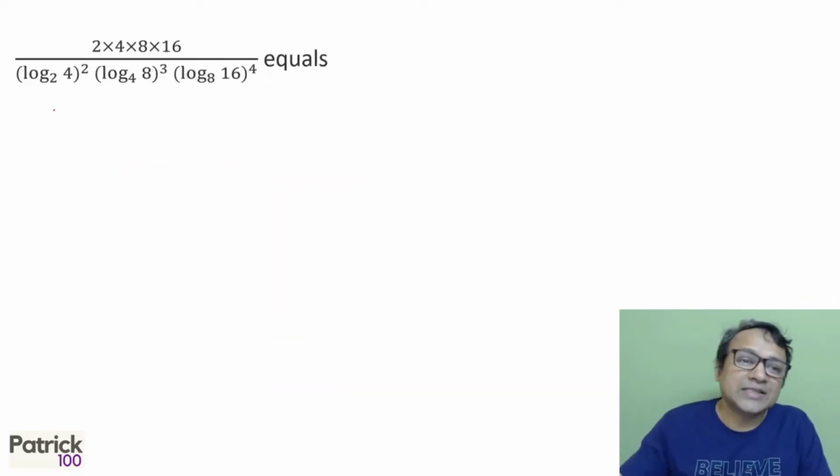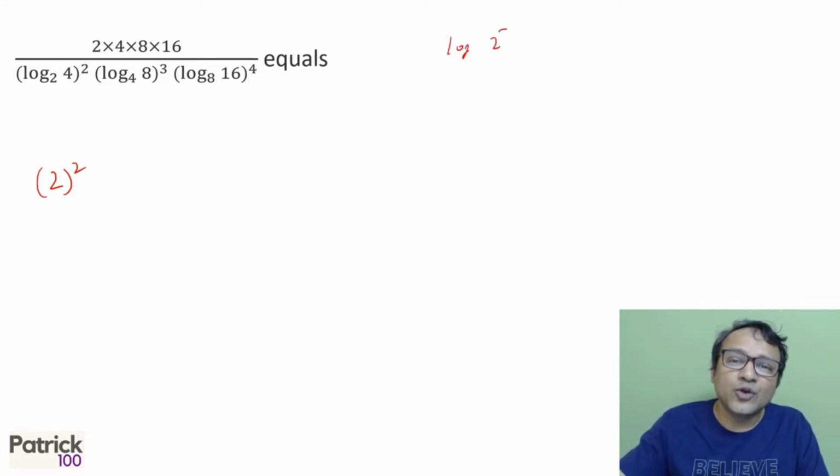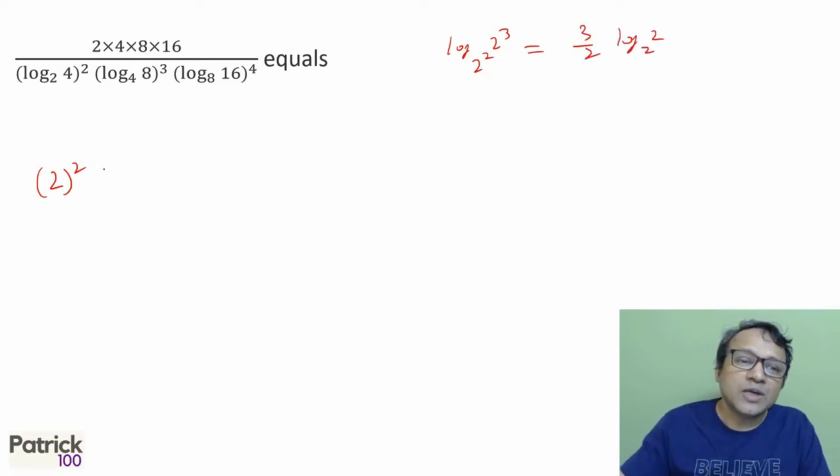Okay, 2, 4, 8, 16. So numerator is fine. Let's look at denominator. F of 4 to the base 2 is 2, and a whole square. Log of 8 to the base 4, you can say log of 2 cube. 8 is 2 cube, 4 is 2 square. Becomes 3 upon 2 log of 2 to the base 2. So it becomes 3 upon 2 the whole cube. Same way here it becomes 4 upon 3 the whole raised to 4, because 16 is 2 raised to 4 and 8 is 2 raised to 3.